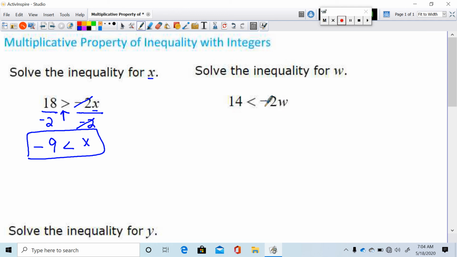So on this one I have a negative 2 stuck to the w, so negative 2 times w. The opposite of times is divide. But since I'm dividing by a negative number, I have to flip the inequality. 14 divided by negative 2 is negative 7. It's not going to be a less than answer, it's going to be a greater than answer. Top cancels with bottom, and w is by itself.